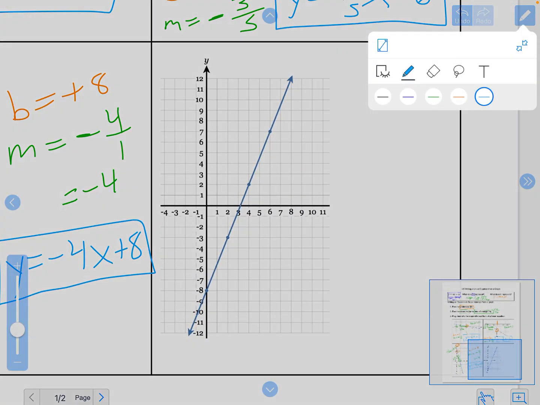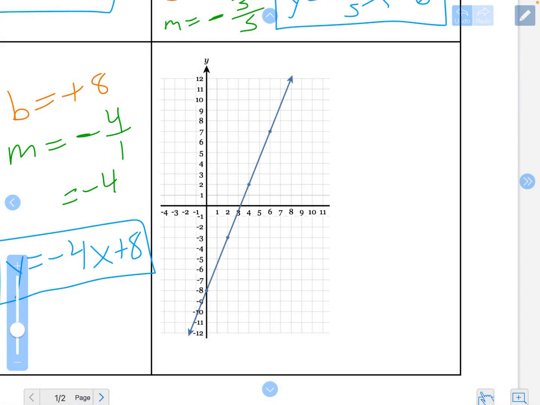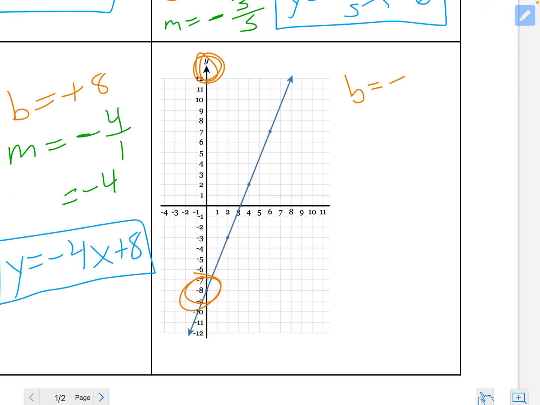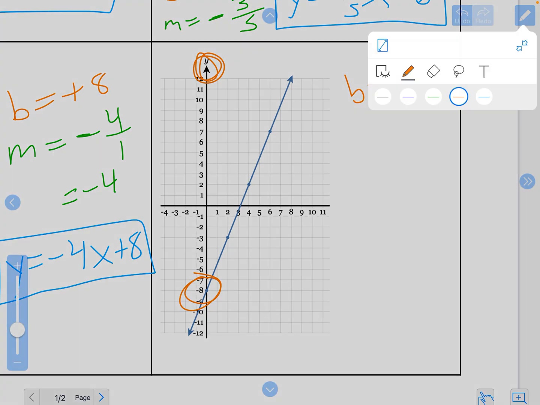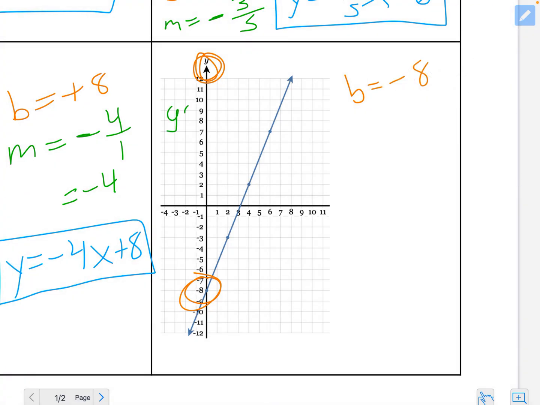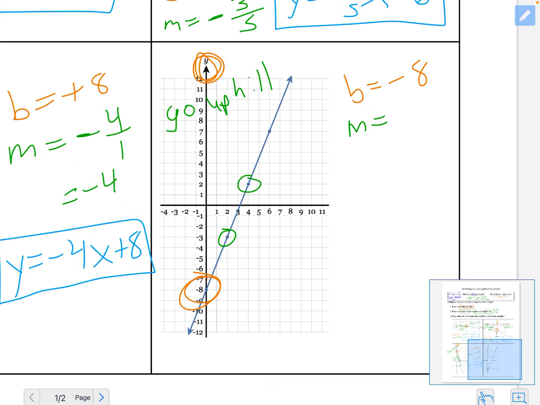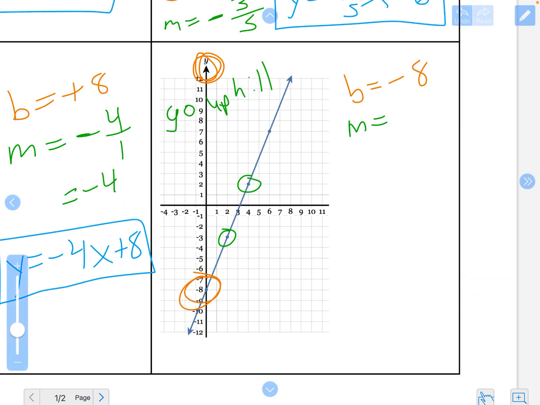All right, we've got one more equation to write. Again, we're going to start with our y-intercept. Our y-axis is here. It crosses the y-axis at -8. This slope is going to go uphill, so I know that my slope is going to be positive. So positive is rise over run. I need to find 2 points on my line, so I'm going to use these two right here. 1, 2, 3, 4, 5.